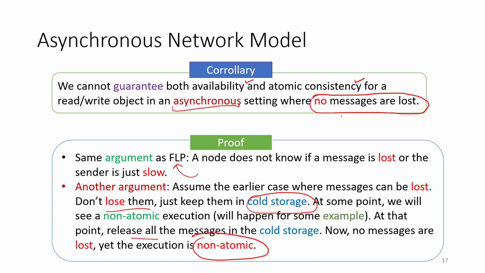So this means that even if there is no message loss, we can still construct an example where if availability is guaranteed, atomicity has to be compromised. So there is a trade-off between them, or rather both cannot be guaranteed. Which essentially means in an asynchronous setting, regardless of the reliability of the network, whether you are partition tolerant or not, availability and atomic consistency both cannot be guaranteed. Or if you extend this argument in the CAP theorem, all three cannot be guaranteed.